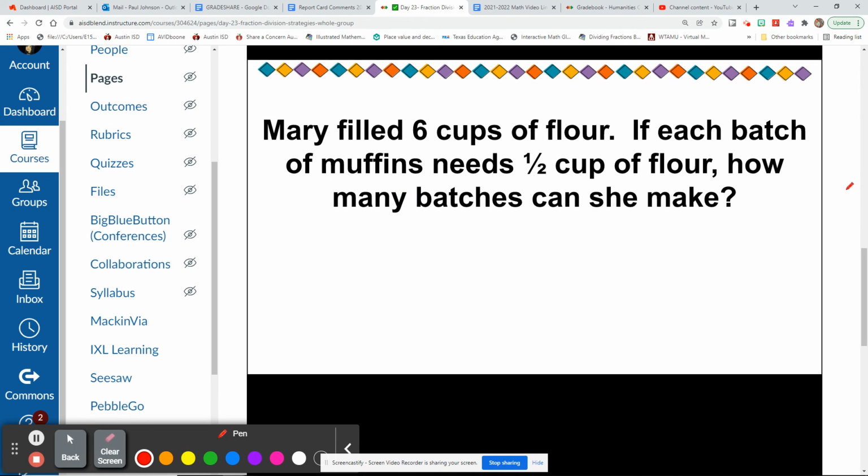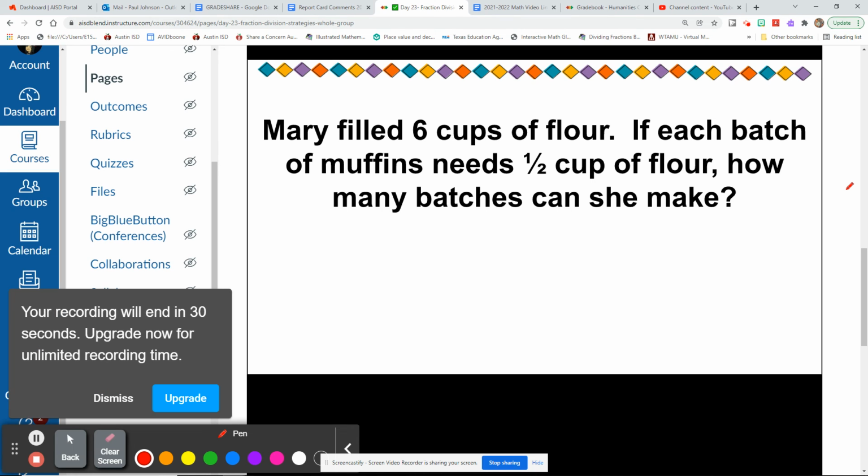Go ahead and rubies, and then let's talk about it when you get back. Okay, welcome back. Mary filled 6 cups of flour. If each batch of muffins needs 1/2 cup of flour, how many batches can she make?